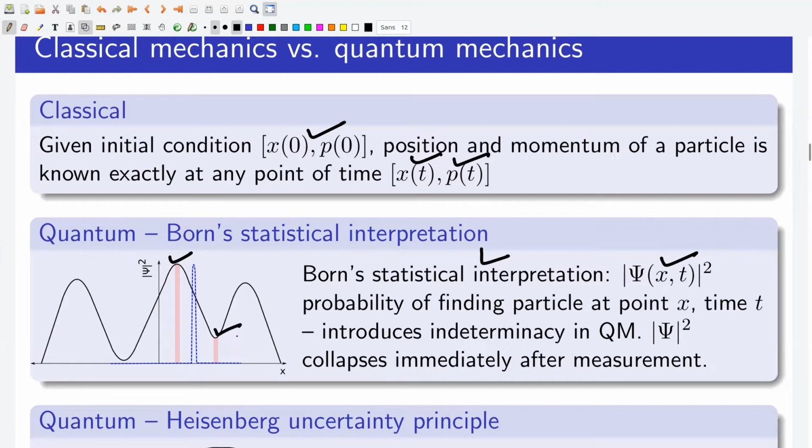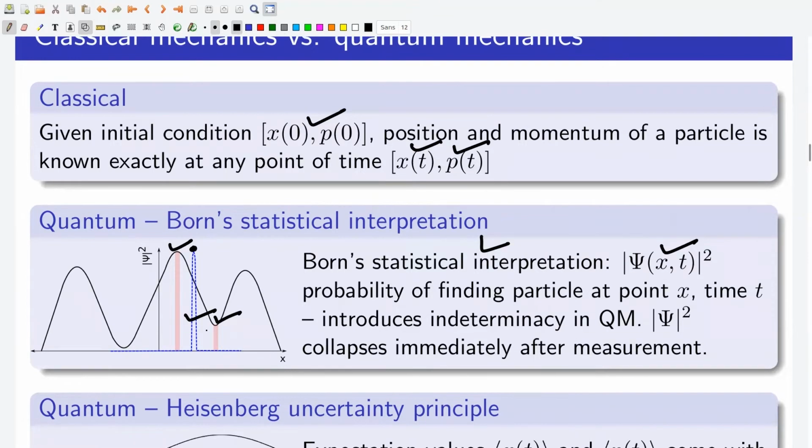Now, suppose you measure the position of the particle at some point of time, and you find the particle to be here. You can ask the question, where was the particle just before the measurement was done? The answer is nowhere. The act of measurement forced the particle to take a stand. This point might not be clear at this point of time, however, you must appreciate that there exists some indeterminacy in quantum mechanics. What happens when we make a measurement? The wave function collapses, shown by this dotted line, immediately after the measurement.